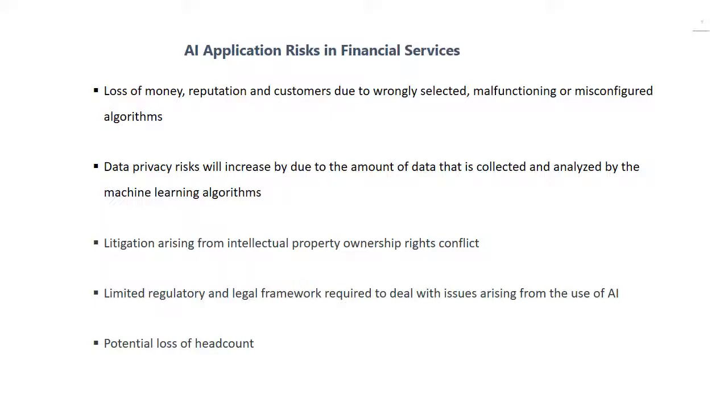And of course, today there's a lot of AI. So many banks and financial institutions are sharing AI with fintechs, so they need to look at the issue of data privacy. Litigation may arise from intellectual property ownership rights conflict. There is limited regulatory and legal framework right now; there are very limited regulations and laws around AI and machine learning. I'm sure these are all being developed as I document.